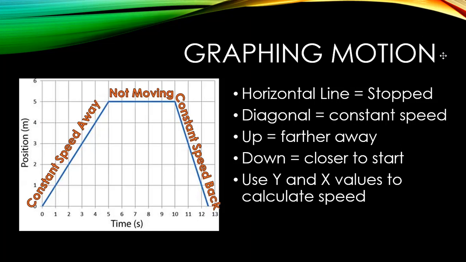Every now and then you'll see a math problem that says, what was their average speed from 0 to 5 seconds? So you'd use your y and x values in order to calculate speed using the formula speed is equal to distance divided by time. And so looking at this graph, my distance between 0 and 5 seconds is 5 meters. It took 5 seconds to get there, so my total speed is 1 meter per second.